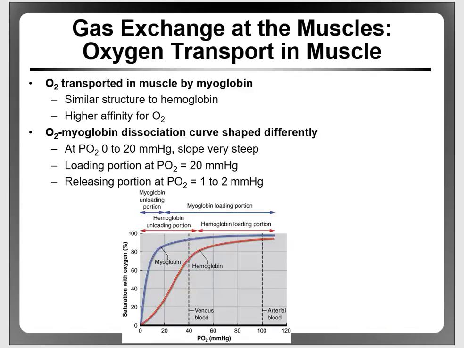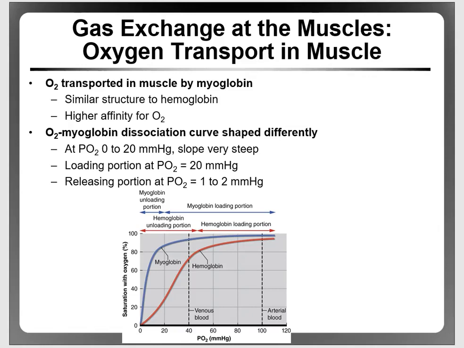Okay, what about transport in the muscle? So before oxygen can be used in oxidative metabolism, it's got to be transported into the muscle itself, and it's got to get to the mitochondria. And it does so by way of a molecule called myoglobin, and myo refers to muscle. So myoglobin is similar to hemoglobin, but myoglobin actually has a greater affinity. That means it's more attracted to oxygen than hemoglobin is. And so that's what's illustrated here in this figure.